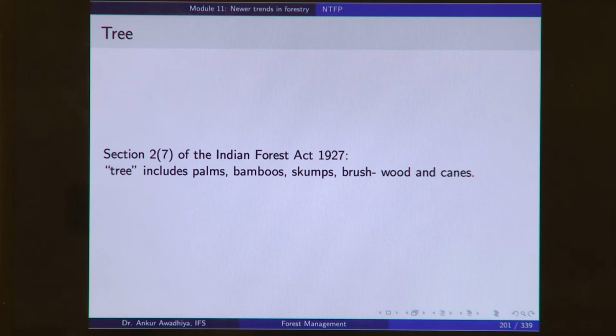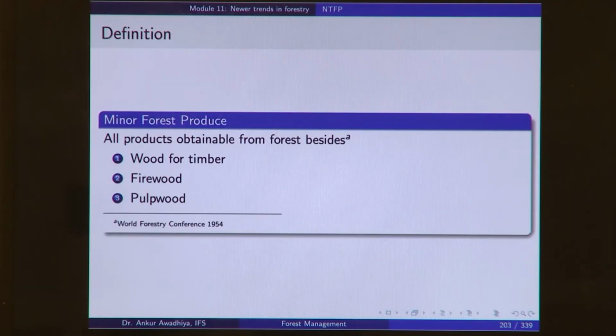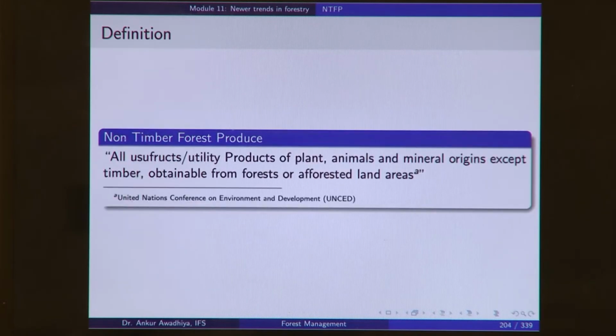Now, typically a number of other terms are also used, such as non-wood forest produce, minor forest produce, byproduct of forest, and so on. Minor forest produce is defined as all products that are obtainable from forest besides wood, firewood, and pulpwood. Non-timber forest produce is also defined as all usufructs or utility products of plants, animals, and mineral origins except timber, obtainable from forest or afforested land areas.